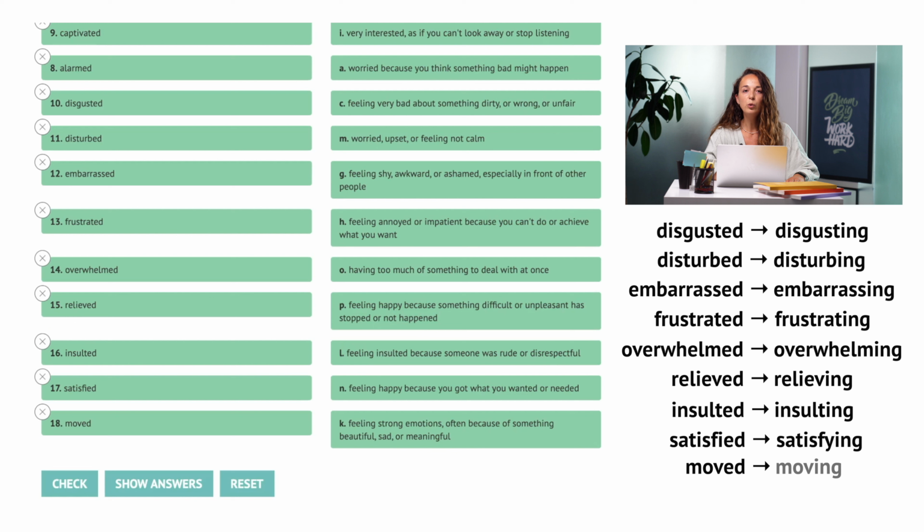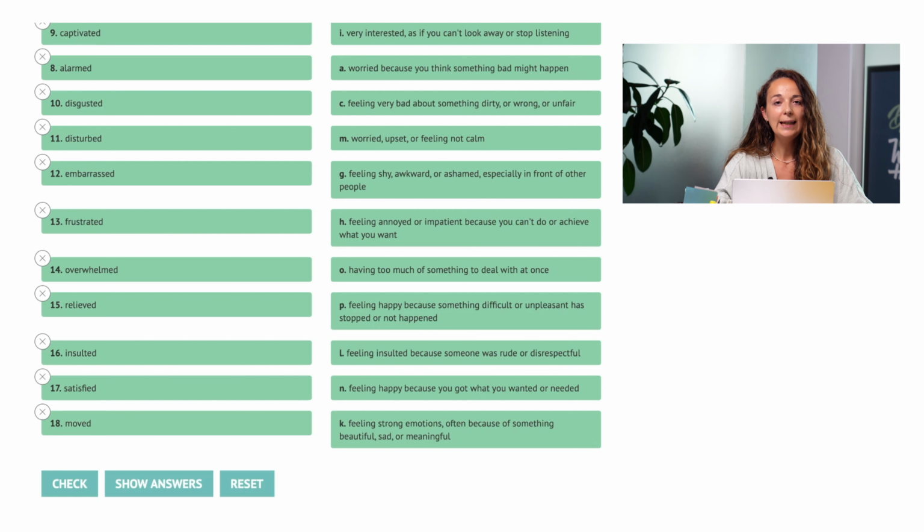Moved, moving. Please hit the pause button and check with the dictionary for some extra explanation if some words are unclear to you. Or just ask in the comments below. If everything seems to be fine, let's move on to task 2.